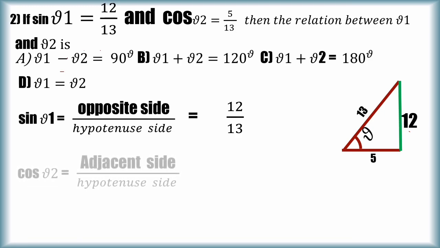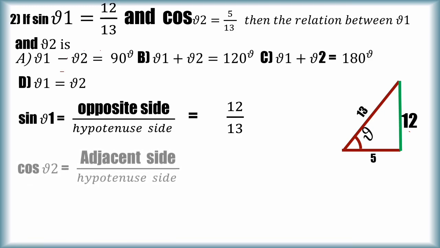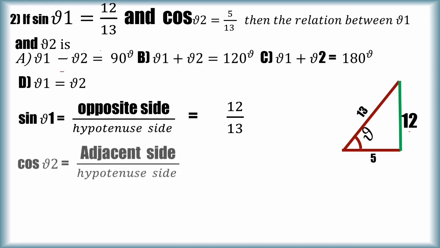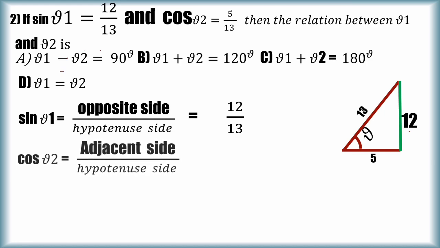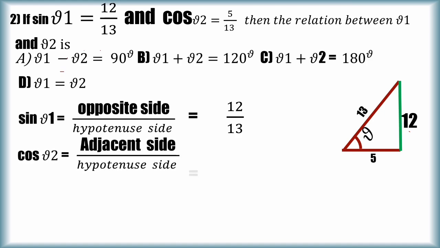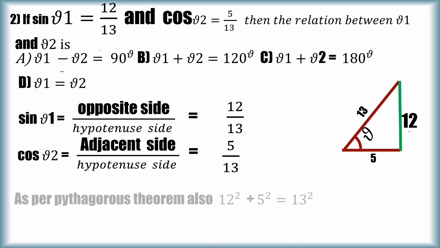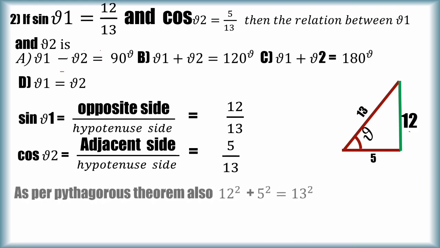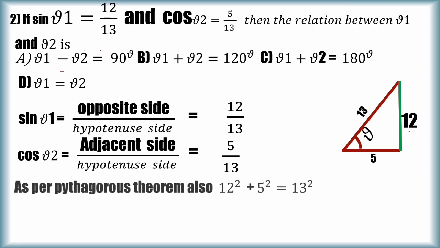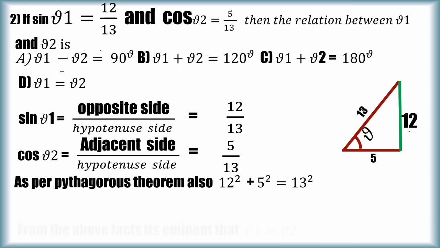What is the formula for cos theta 2? Cos theta 2 is equivalent to adjacent side by hypotenuse side, which is 5 by 13 as given here. Then against that theta, the adjacent side is 5 and the hypotenuse side is always 13. As per Pythagoras theorem, side square plus side square is equivalent to hypotenuse square. Here one side square is 12 square plus another side square 5 square is equivalent to 13 square.